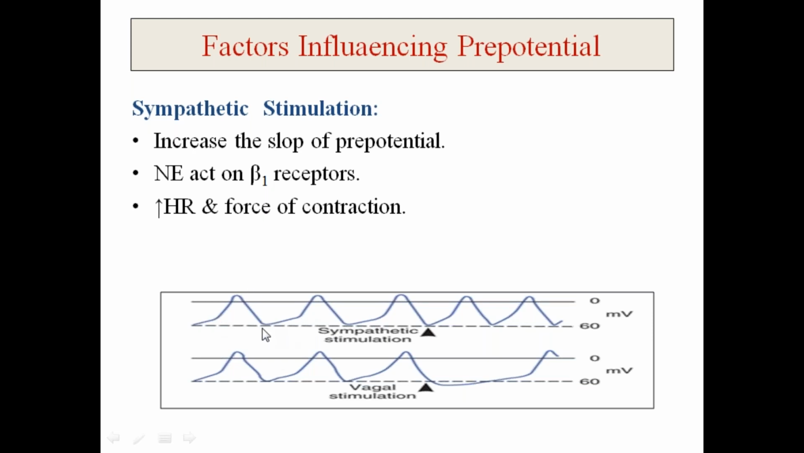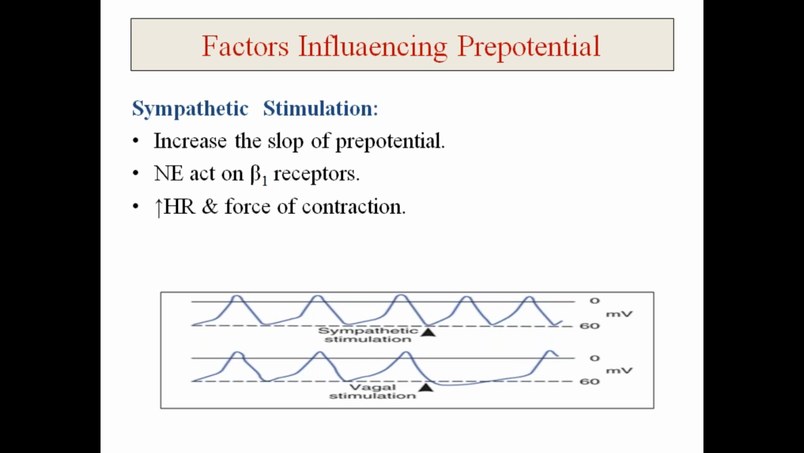Now the rate of cardiac impulses that is generated will depend upon the slope of your prepotential. If the slope of prepotential is increased, then your resting membrane potential is able to reach the threshold level more rapidly, and there is action potential. So if the slope of prepotential is increased, then your heart will start beating more rapidly. And if the slope is decreased, then your heart will generate the impulse at a slower rate.